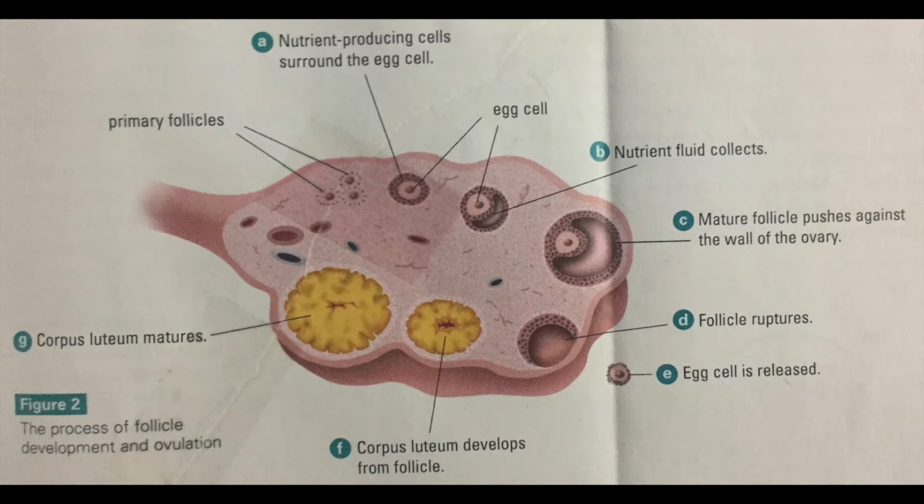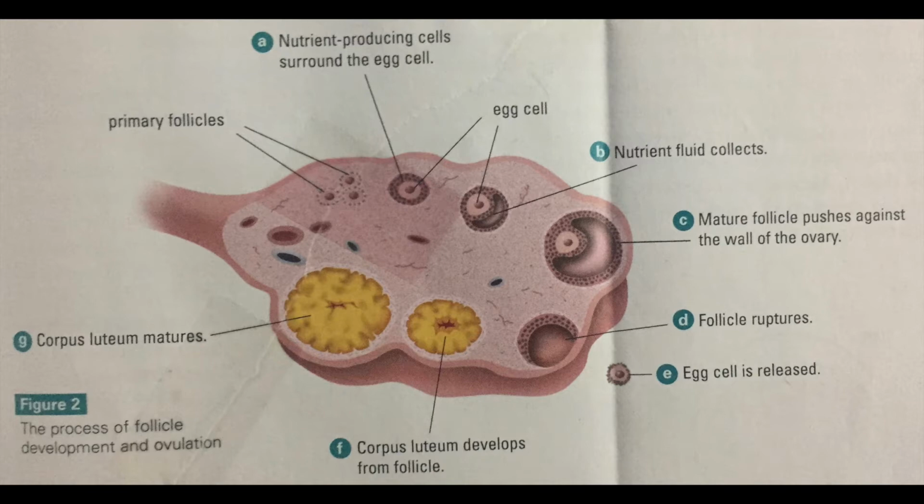Okay, figure 2, the process of follicle development and ovulation. Let's begin with A. Nutrient-producing cells surround the egg cell. There's the egg cell. And then B, nutrient fluid collects. Then C, mature follicle pushes against the wall of the ovary. And then D, follicle ruptures. Then E, the egg cell is released.